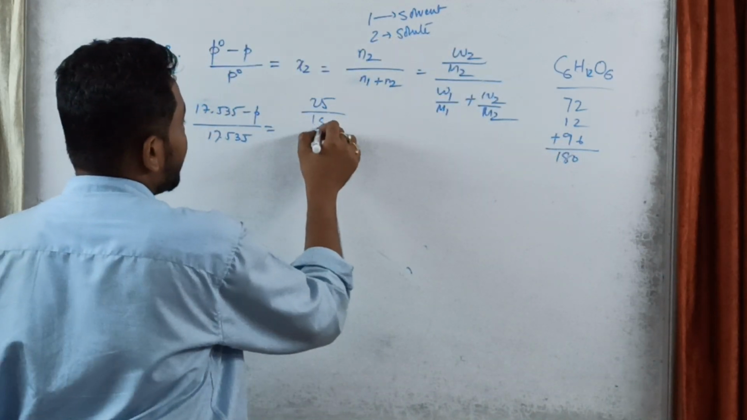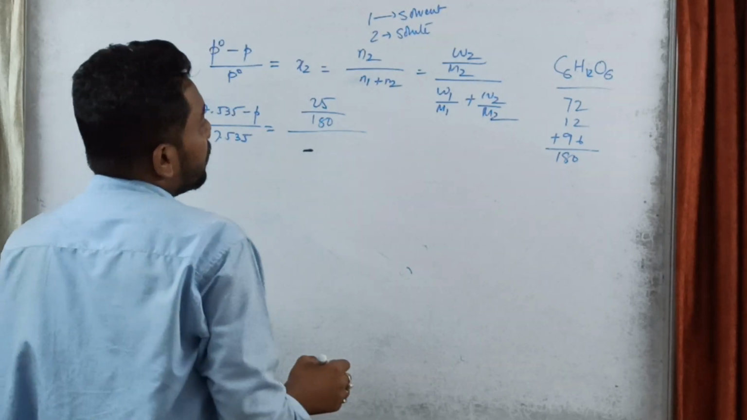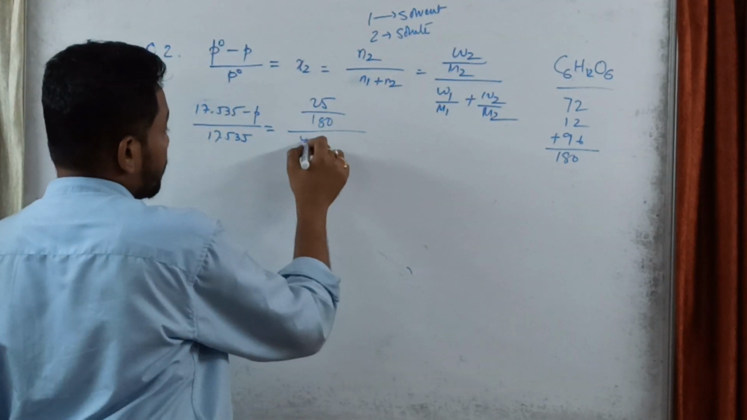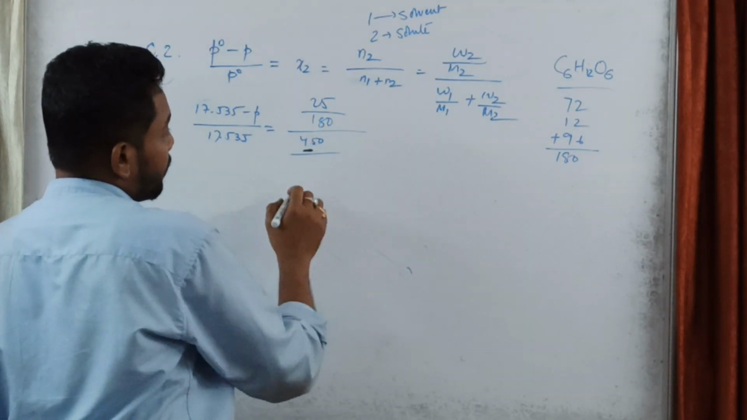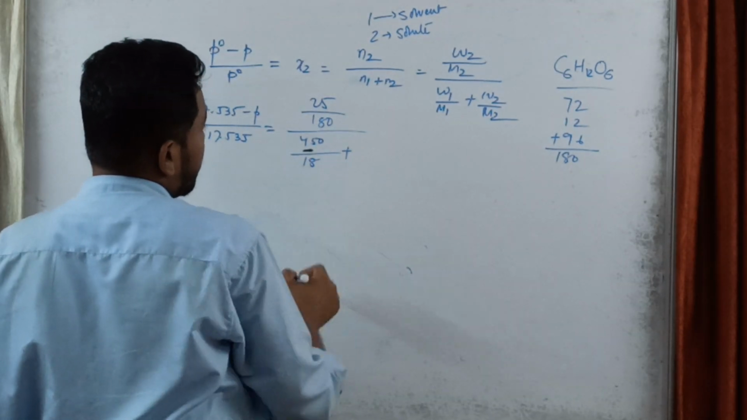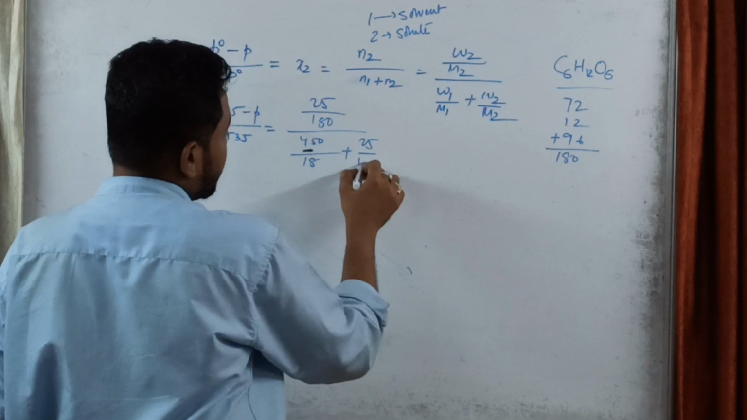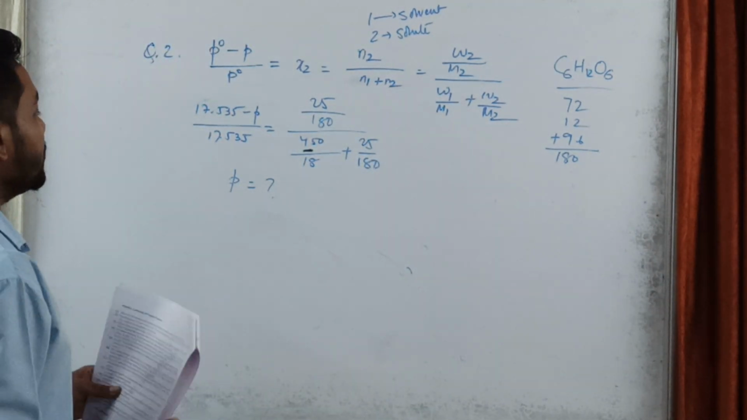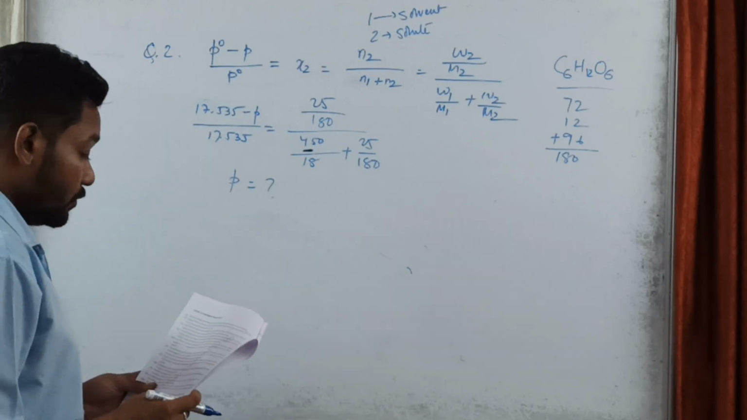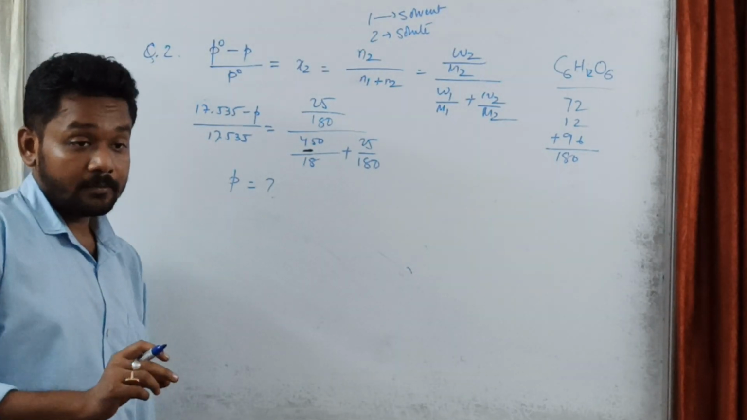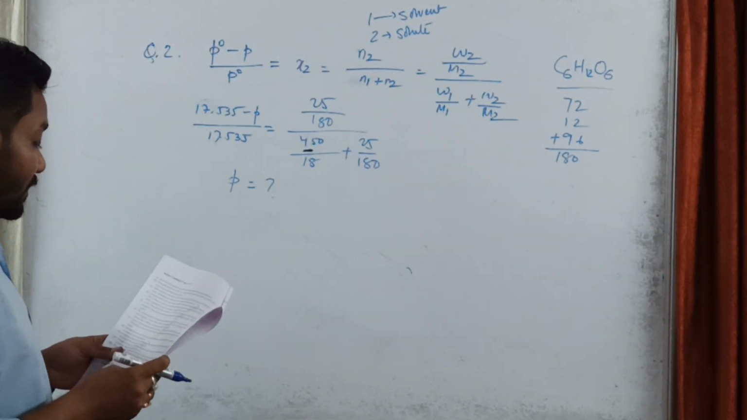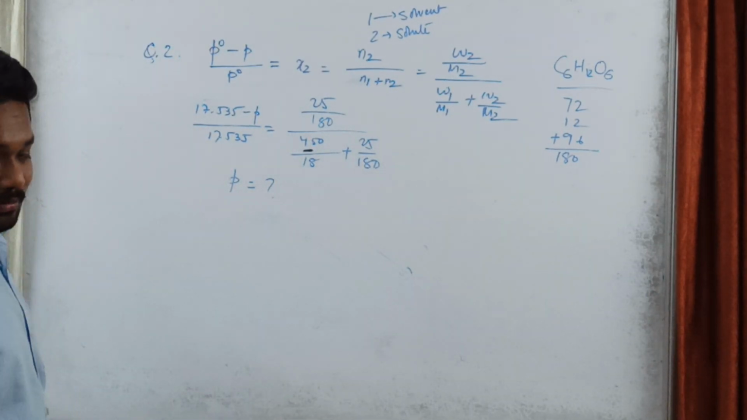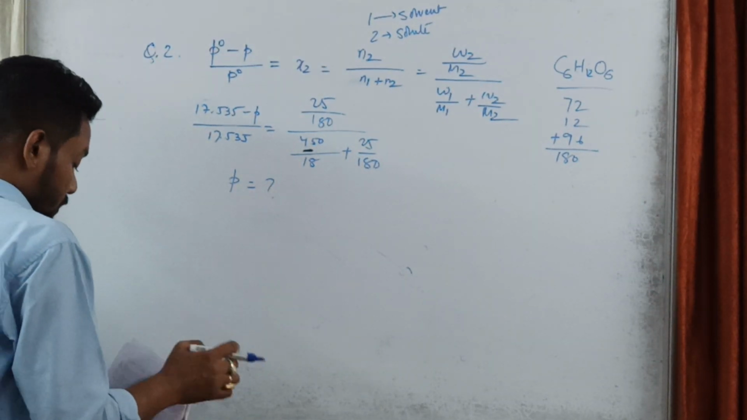So 25 by 180 divided by W1, that is the weight of the solvent. Weight of the solvent given is 450 gram. 450 by mass of the solvent, which is 18, plus again 225 by 180. So if you calculate, you can easily get the P. So do it by yourself. What is P? You will do it at home and also calculate it. It's not that you simply do it up to this point and it is done. This sort of calculation you need to do.